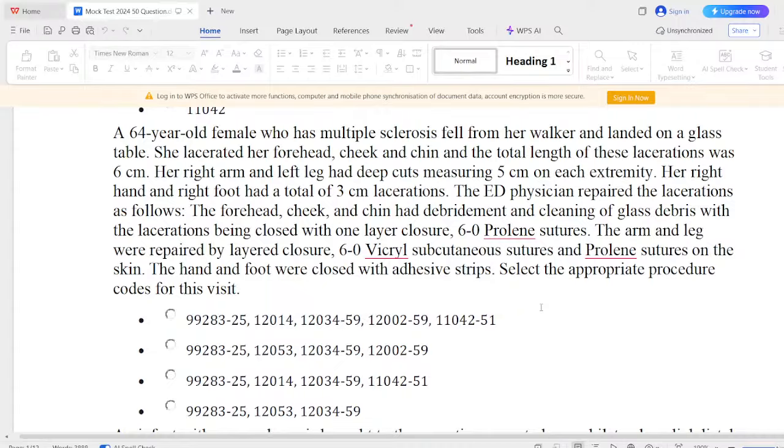Next is a big question, and the answer is also too long. A 64-year-old female who has multiple sclerosis fell from her walker and landed on a glass table. She lacerated her forehead, cheek, and chin, and the total length of these lacerations was 6 centimeters. Her right arm and left leg had deep cuts measuring 5 centimeters on each extremity. Her right hand and foot had a total of 3 centimeters of laceration. The ED physician repaired the lacerations as follows. Forehead, cheek, and chin had debridement and cleaning of glass debris, with the laceration closed with a one layer closure. The arm and the leg were repaired by layered closure. The hand and foot were closed with adhesive strips. Select the appropriate procedure code for this visit.